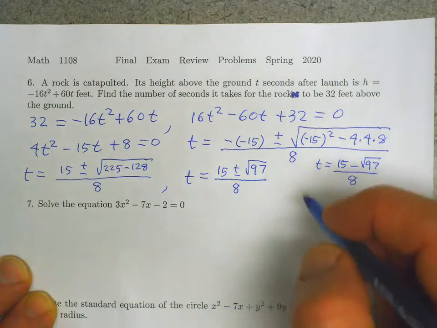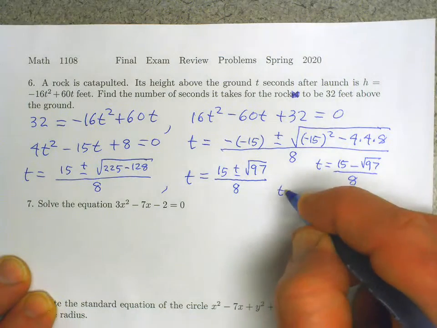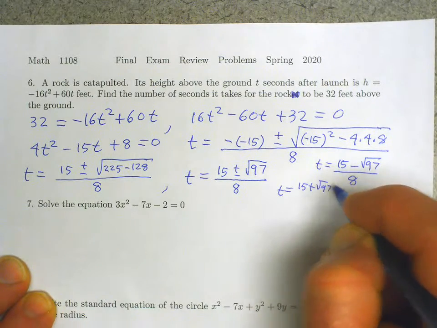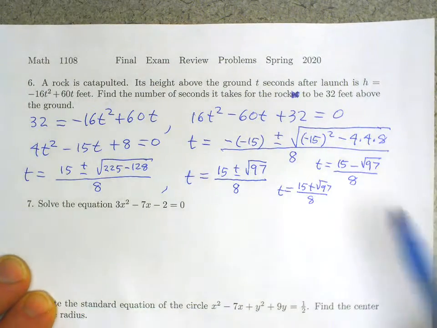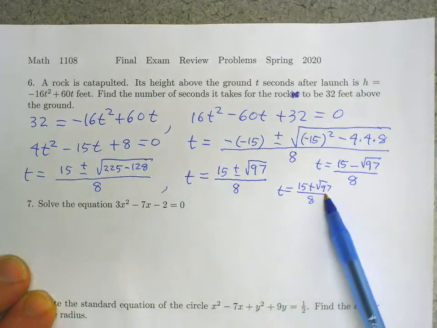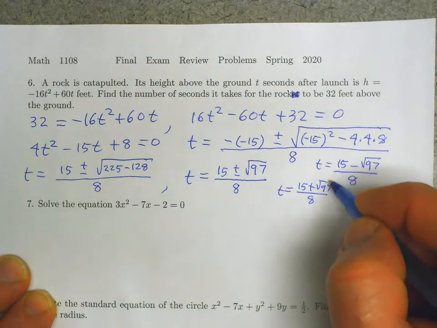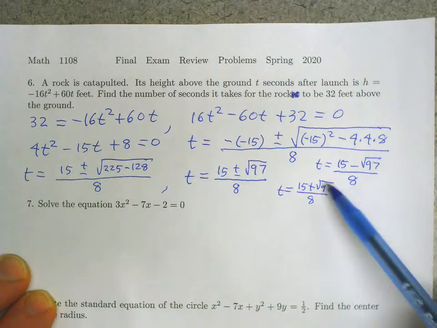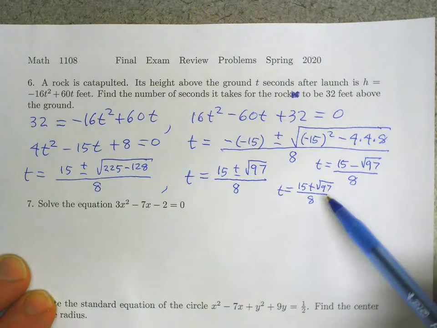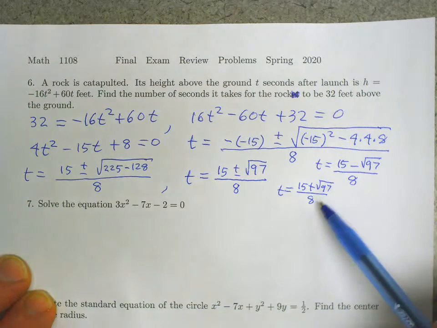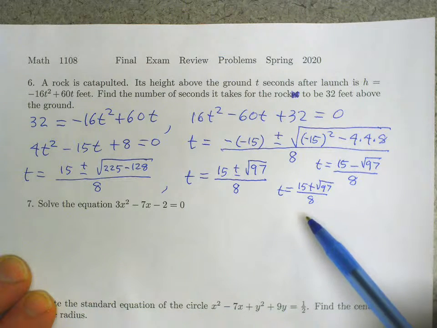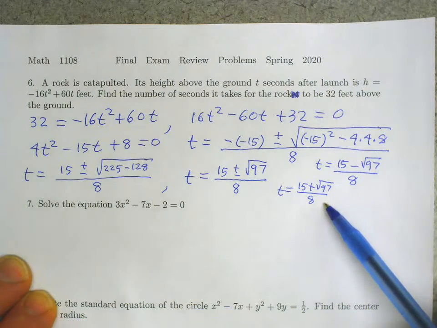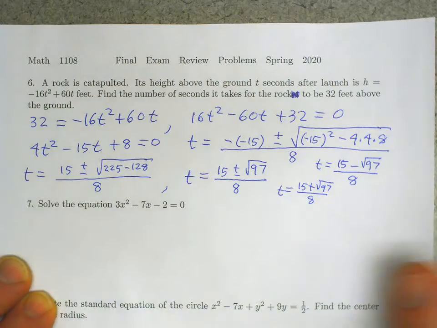Then the other solution, 15 plus the square root of 97 divided by 8. So the square root of 97, again, is approximately 10. 15 plus 10 is 25. 25 divided by 8 is close to 3 seconds. So on the way down, the rock is at 32 feet at approximately 3 seconds.